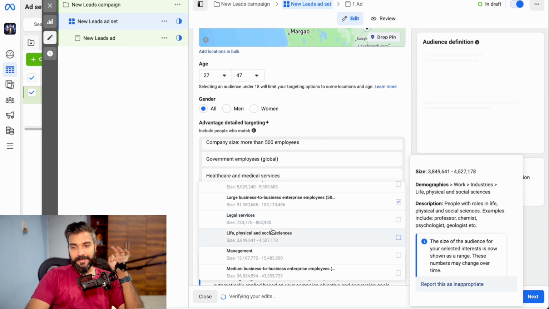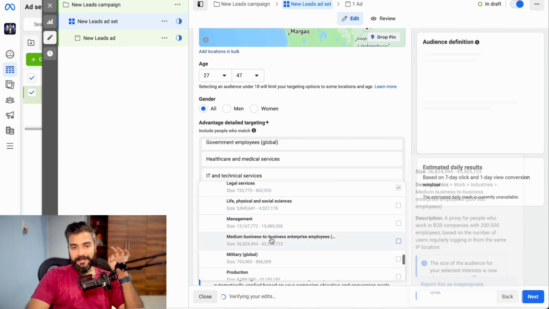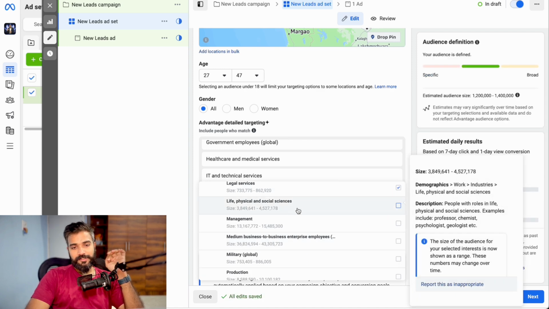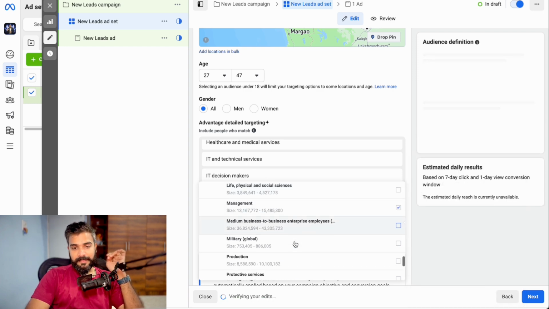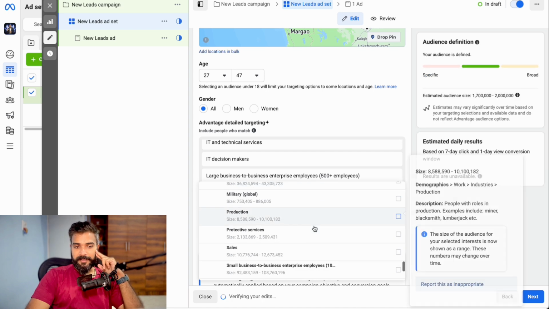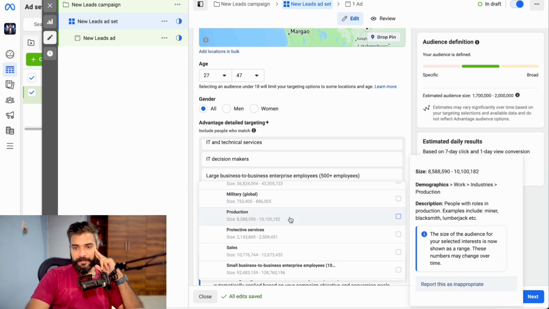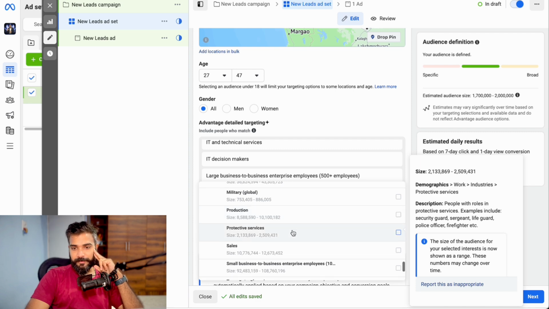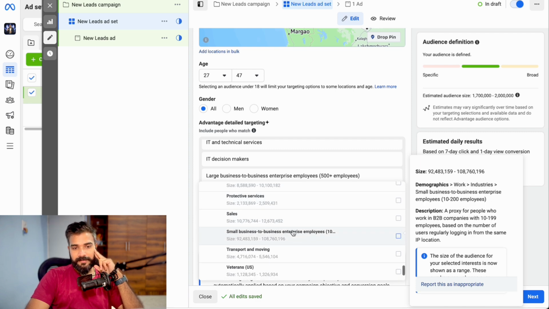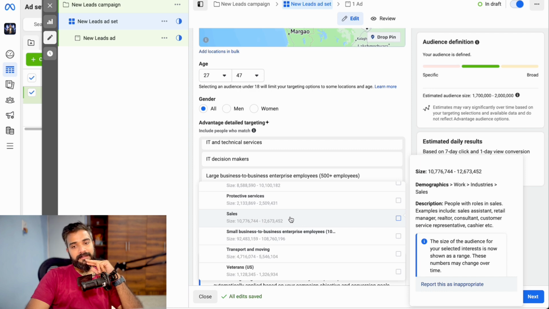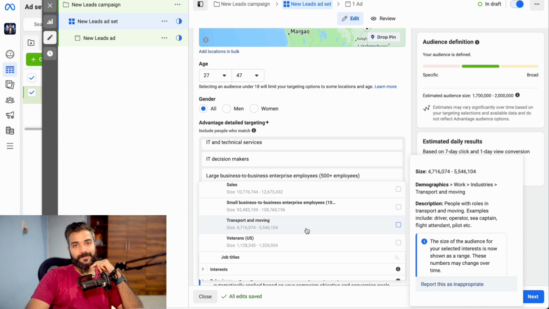Yes. Here we get lawyers. Here we get scientists and stuff, but I don't know how much money they have, right? Management definitely. Medium B2B people have good money. Military, we don't need that. Production, this is miner, blacksmith, lumberjack, no. Protective services, lifeguard, police officer, we don't need that. Sales, right? Customer service, cashier. I would avoid salespeople because I'm in the sales show, so I know I don't want people like me, right?